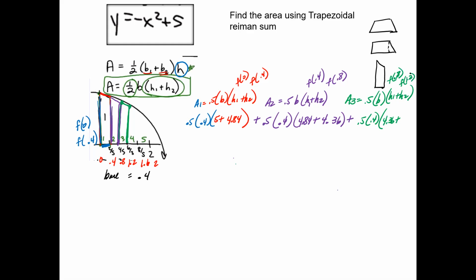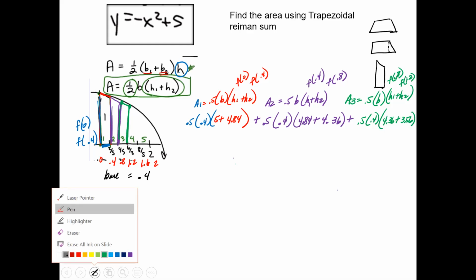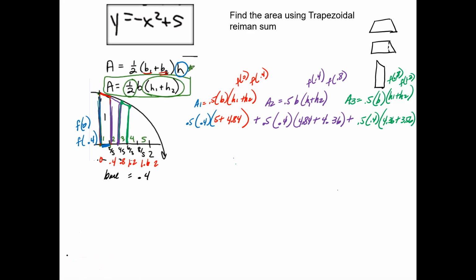So I'm going to do my second calc. 1.2 is going to give me a 3.56. And that makes sense because your height's getting smaller because you look at it, the curve is getting lower and lower. So that makes sense. So then I'm not done yet because I have to keep going with this and go on to the fourth trapezoid. So from this point to this point, draw your trapezoid.